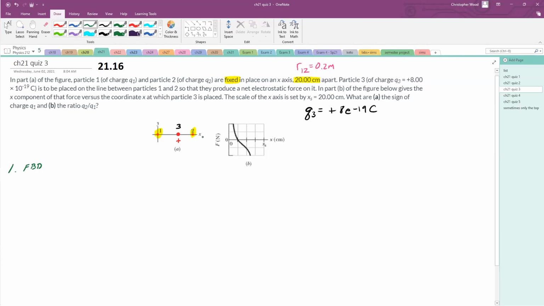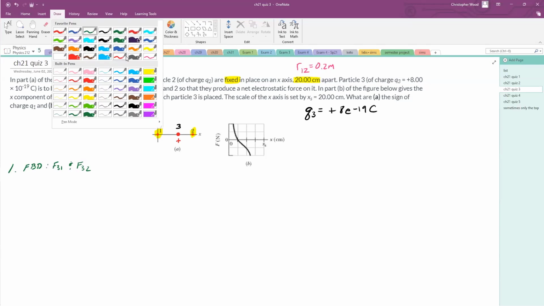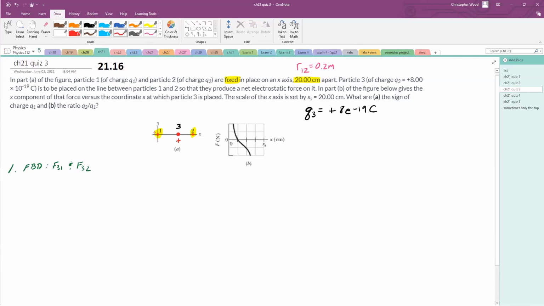For the free body diagram, we're going to look at the force on 3 from 1 and the force on 3 from 2. All right, so in the figure, particle 1 and particle 2 are fixed in place, I should say. This is Q1. Let me just keep labeling things. So this is Q1. This is Q2. This is Q3. Okay. And we have a graph.